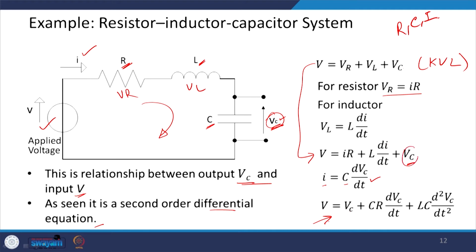So Vc, this Vc is already there, and this RC dVc by dt, this is if I substitute I in this one, and if I substitute for I here, then I get this one. On the left hand side you can see the forcing function is the voltage supplied, and on the right hand side we have got the Vc. So it is a second order differential equation for the RLC circuit.